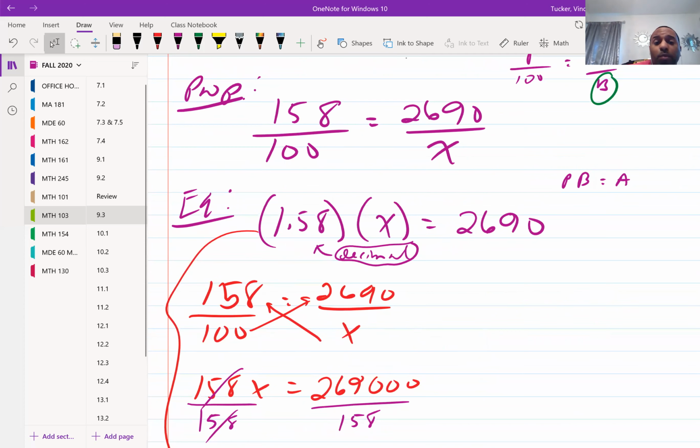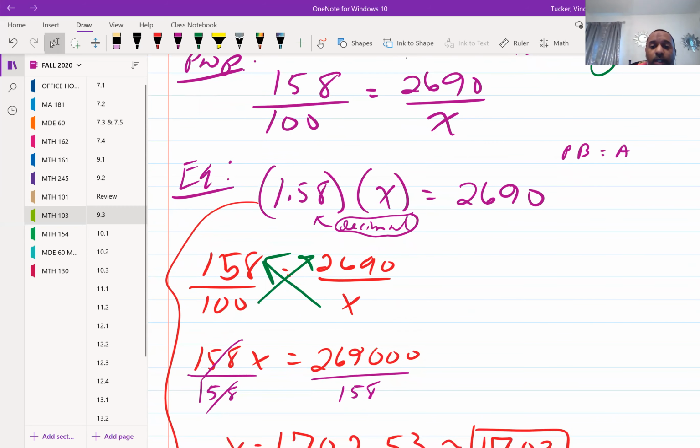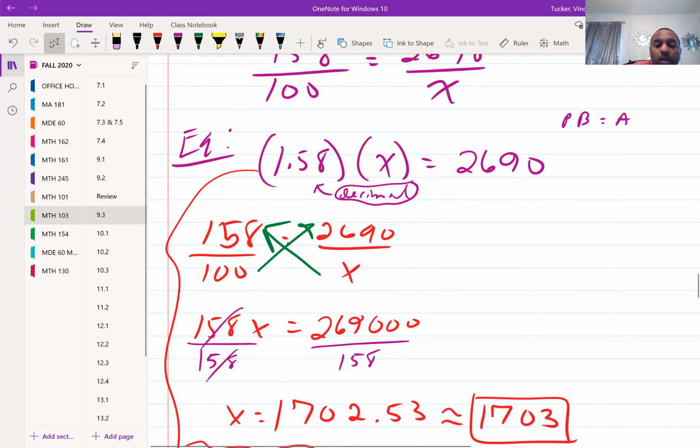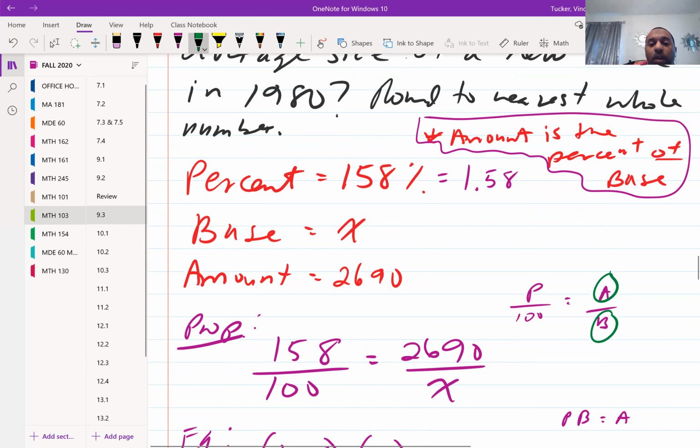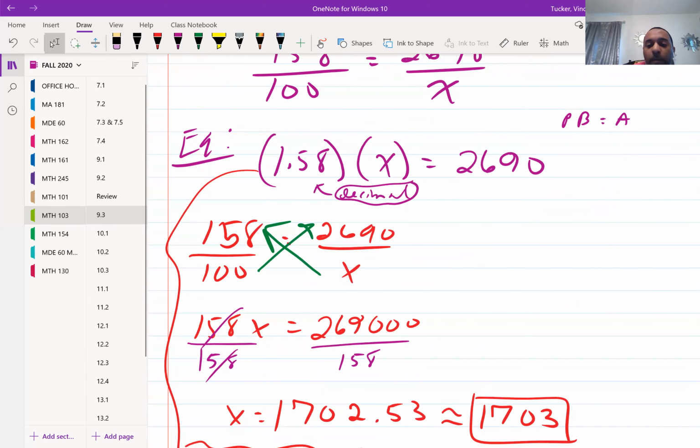If you decide to use the proportion, 158 over 100 equal to 2690 over X, you can always cross multiply with your proportions. So it'll be 158X equal to 2690 times 100, which is 269,000. Then divide by 158, that's 1703. It said round to the nearest whole number, so that's 1703.